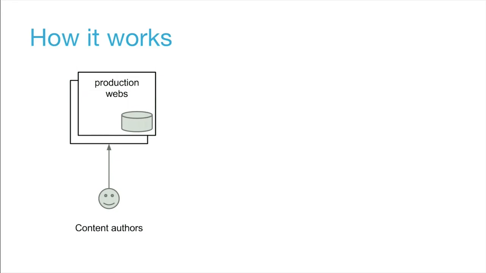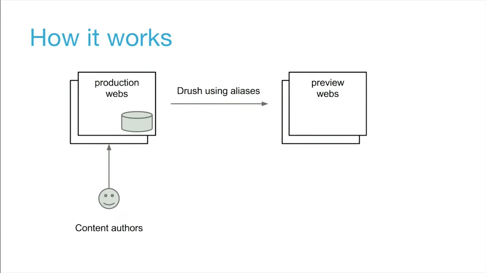You have your content authors happy authoring away on your production website, and then they can initiate what's called a preview sync through a special administration screen, which then using, I guess, Drush, will sync the environment to a special preview environment. And that's where your approvers can come in and say, hey, what does that page look like? How does it work on my mobile phone? I typically would recommend locking everything out of the preview environment, so it's restricted by IP, so only they can get in from their corporate network.